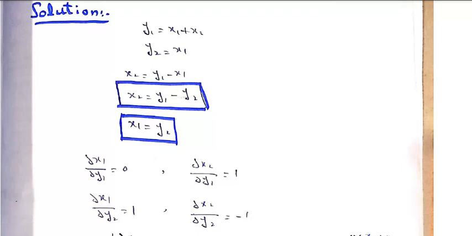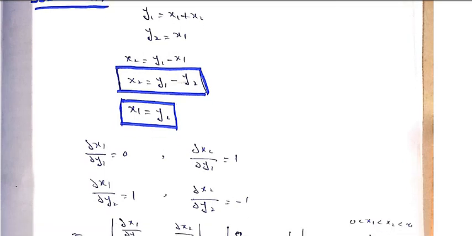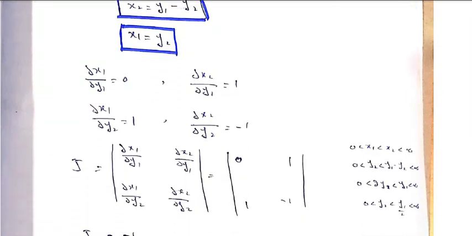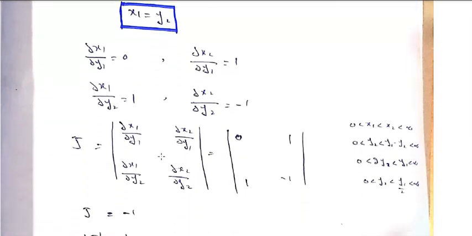For this transformation I will use the Jacobian technique. The Jacobian is equal to the determinant of the partial derivatives of x1 and x2 with respect to y1 and y2. Now we put our values in this Jacobian: the first value is 0, the other values are 1, 1 and minus 1.